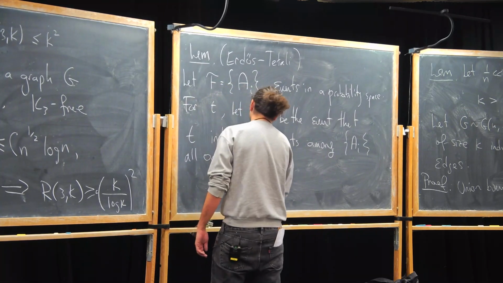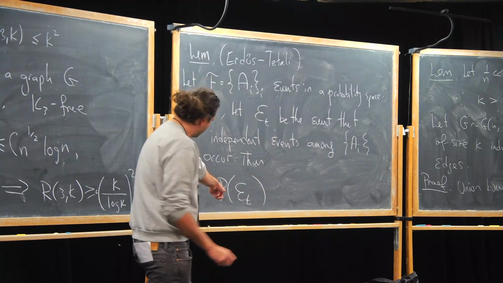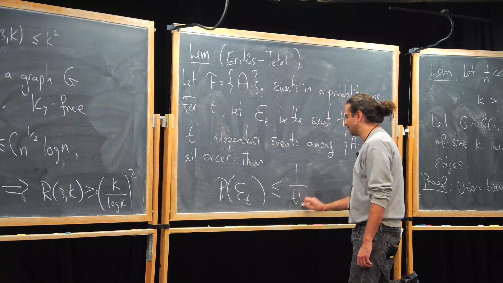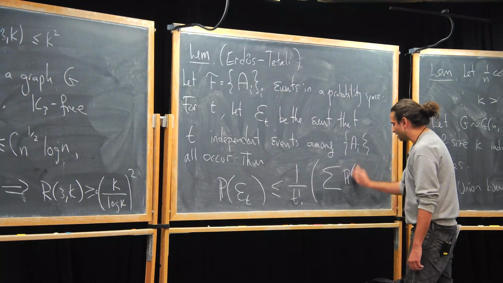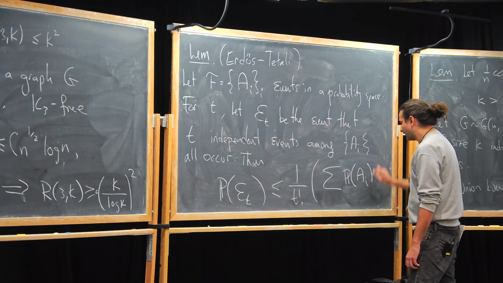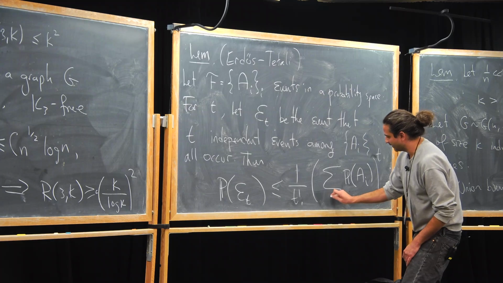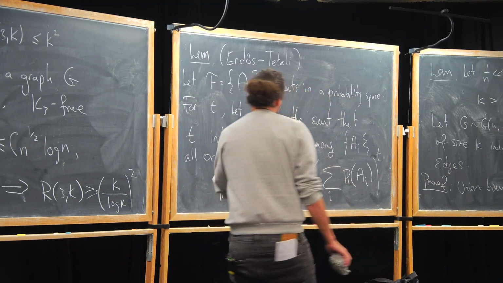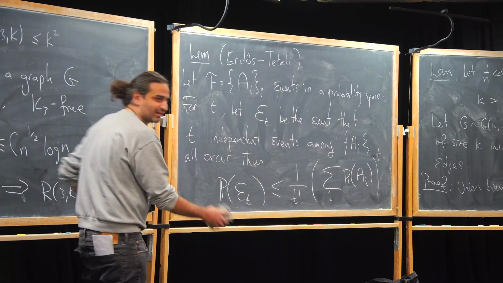Then we can bound the probability of this interesting event by the following. So this is 1 over t factorial times the sum of the expected number of the events in my collection to occur, to the t. Okay, so every time, even when I say this, I get a little bit confused by this event.